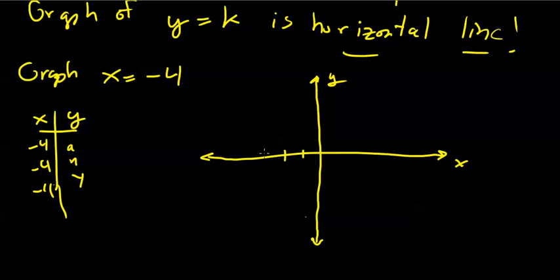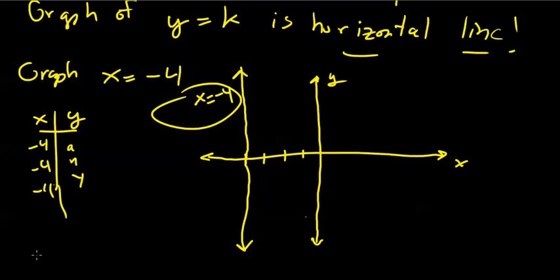-1, -2, -3, -4. Basically, I'm asking for the set of points in the xy plane that have an x-coordinate of -4. Well, x never changes in this equation. X is always -4. X is constant at -4. Well, y can be anything, and x will always be a constant -4.